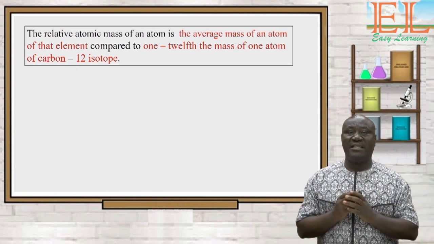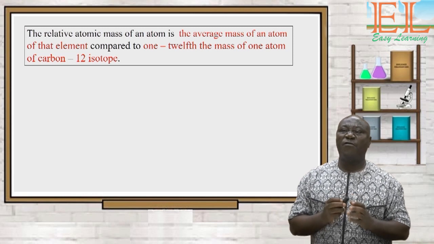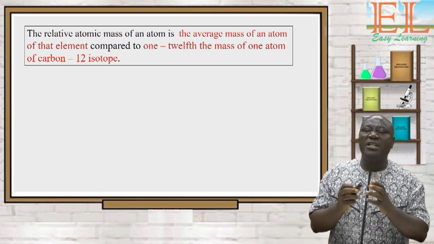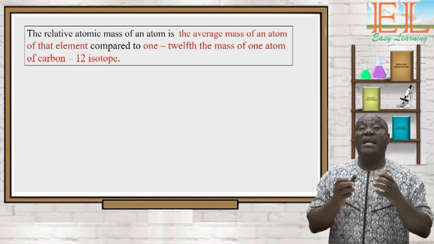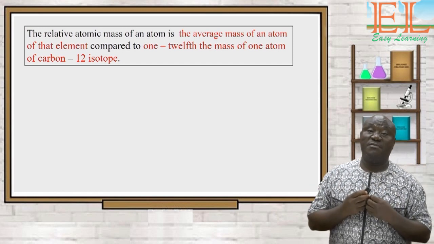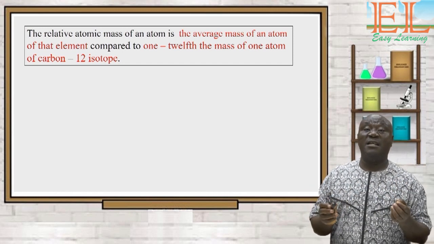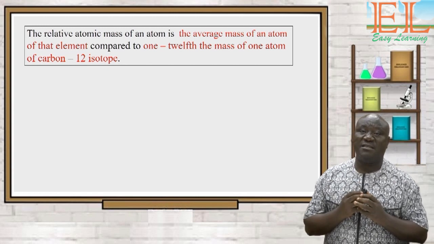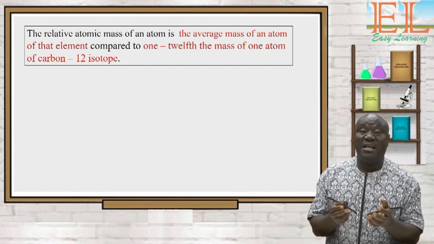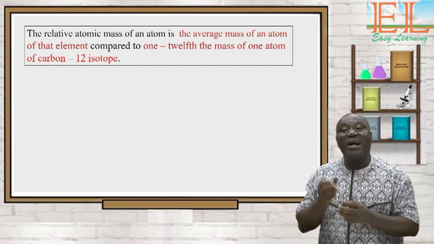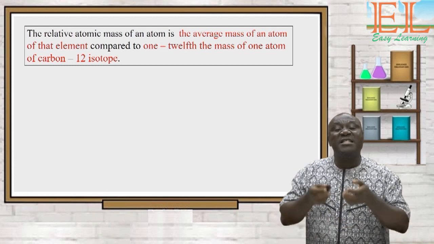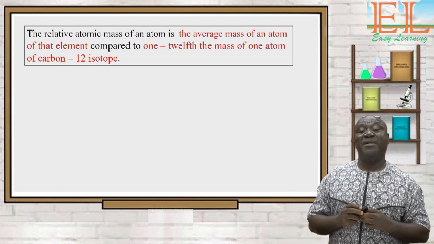Now, what it means is that if I take an average mass of an atom of the element, that is, if the element has got isotopes, then it will have different masses. If I average all the masses, the figure that we'll get as the average mass, if I compare it with 1/12 the mass of one atom of carbon-12 isotope, that is what we call the relative atomic mass.